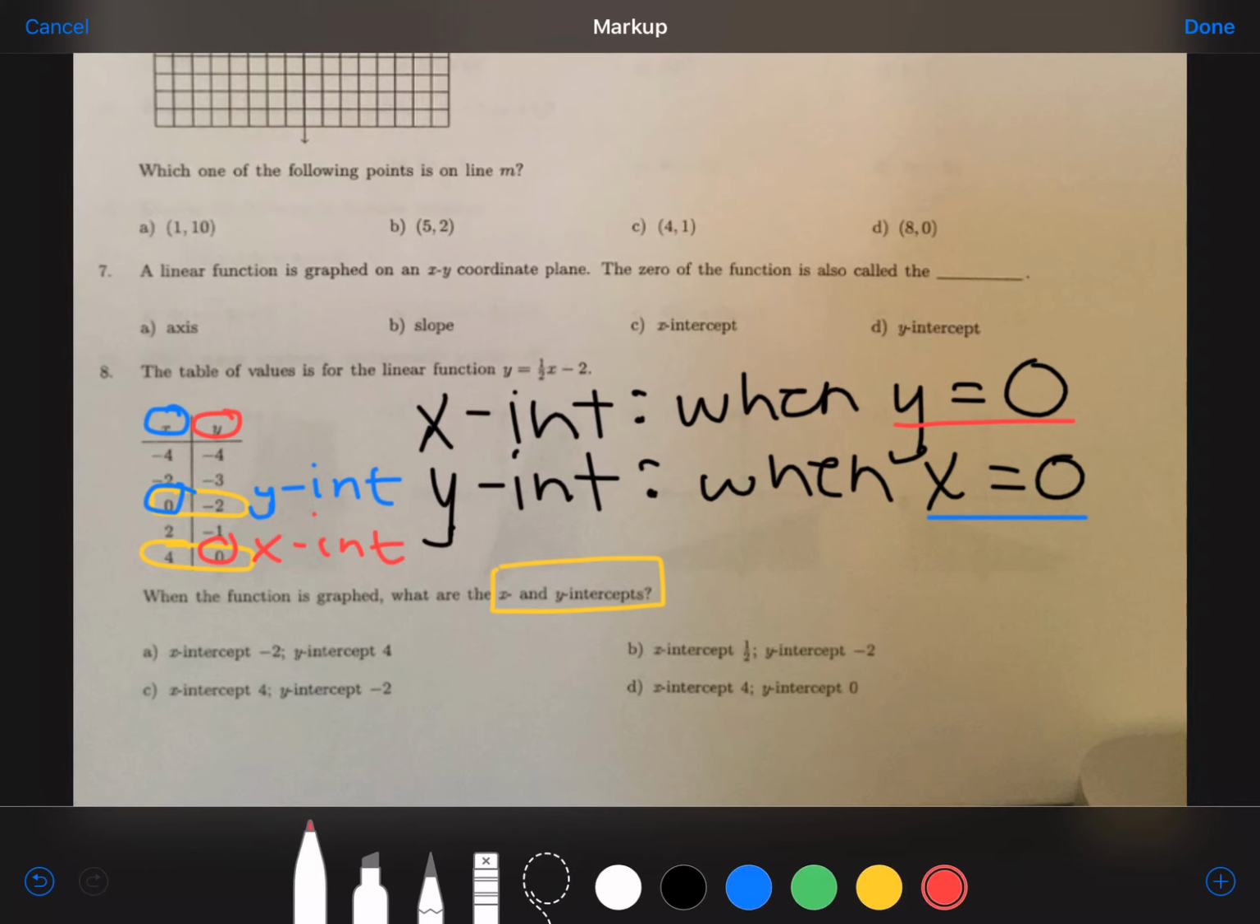All we have to do on our answer choices is go through and see which answer choice matches what we just circled. So we said our x-intercept happened at 4. That's what we just said up here. So if we look at A, it says the x-intercept is at negative 2. Cross it out. B says the x-intercept is at 1 half. Cross it out. That's not what we wrote or what we circled. C says the x-intercept is 4, that looks good, and D says the x-intercept is 4, that looks good.